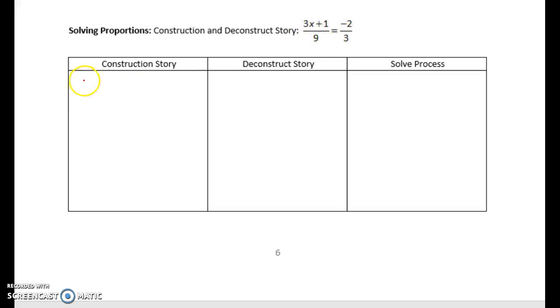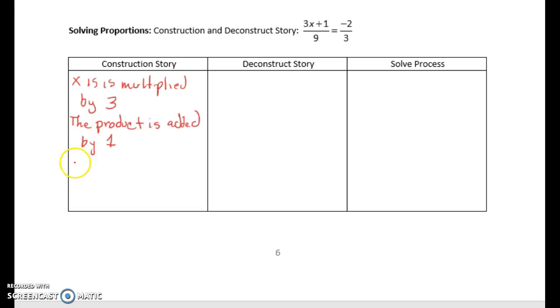We are going to write the story of the variable. So x is multiplied by 3. The product is added by 1. And the sum is divided by 9. Leaving us with the result, negative 2/3.